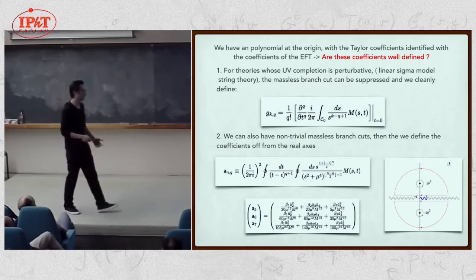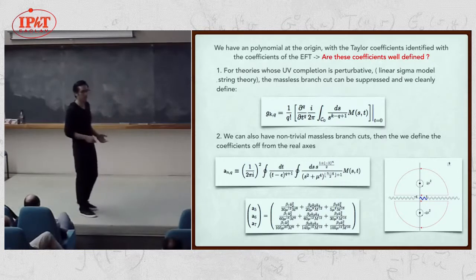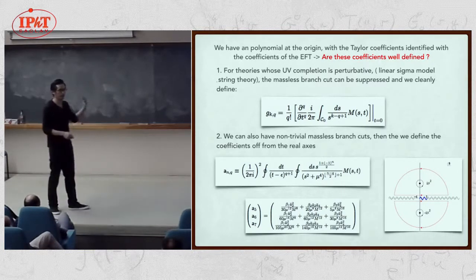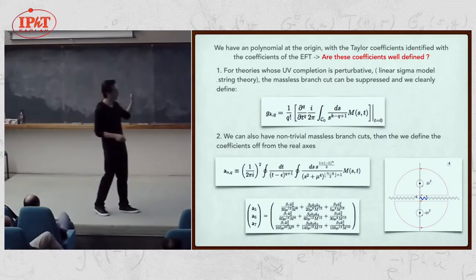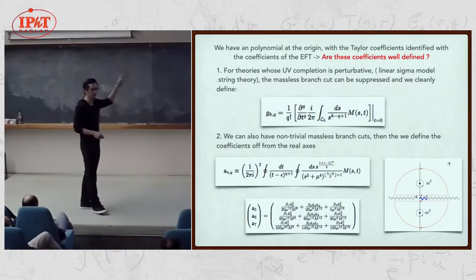And so generally you have these two cases. It depends on what you assume for your UV theory. And for the remainder of the talk, all of the constraints just apply in both cases.